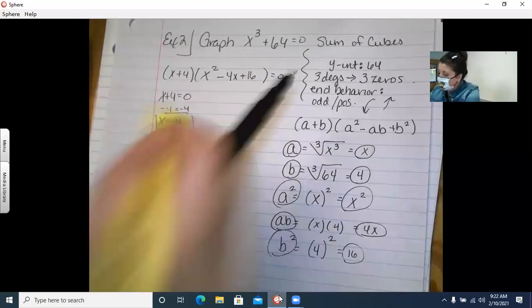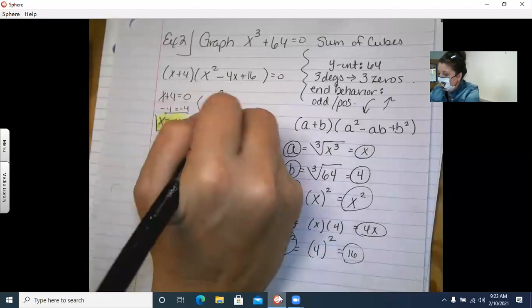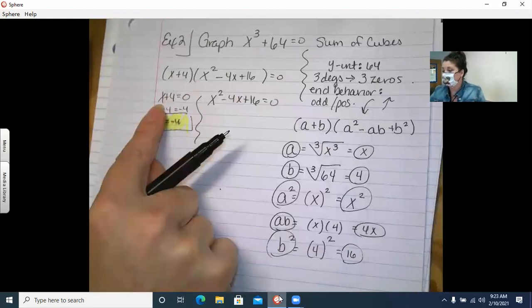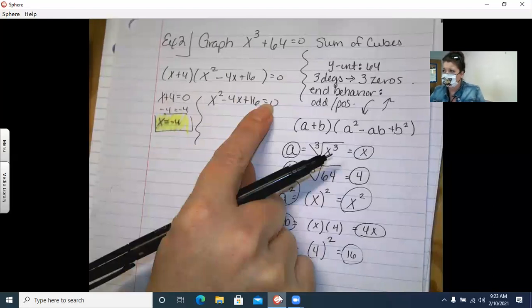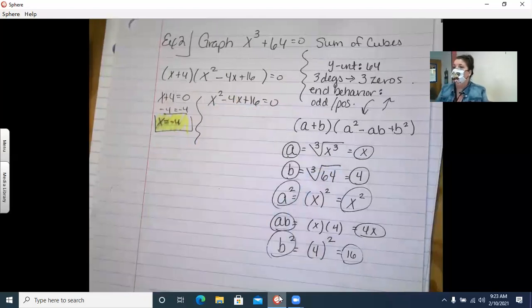My other factor is a quadratic. I can't just solve for x like I could for x plus 4. So if I subtract 16, I still have x squared and -4x. I can't just solve for it. You have a quadratic to solve. You either have to do factoring, quadratic formula, or completing the square.